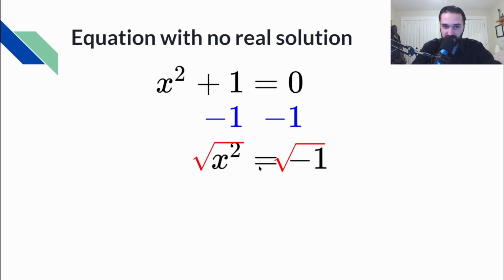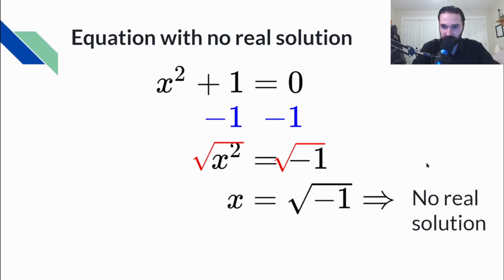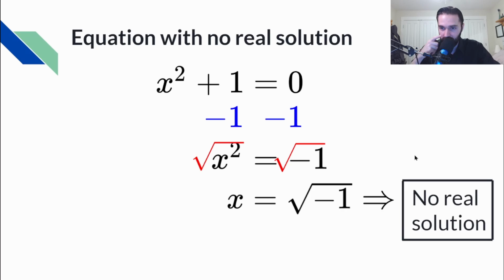But let's try to isolate x anyway and see what we get. Let's just roll with it. The square root and the square undo each other, and on the left-hand side, we're just left with x. So that gives us x equals the square root of negative 1. That's not a real number, so there's no real solution to this equation. If we wanted to, we would say there's no real solution, pack up our bags and call it a day. So this is true that there's no real solution.